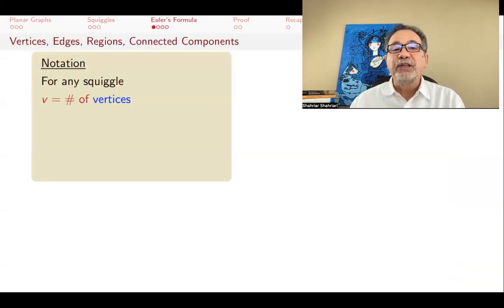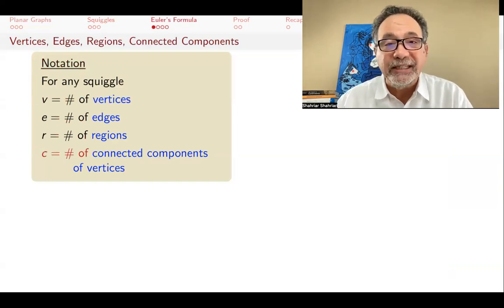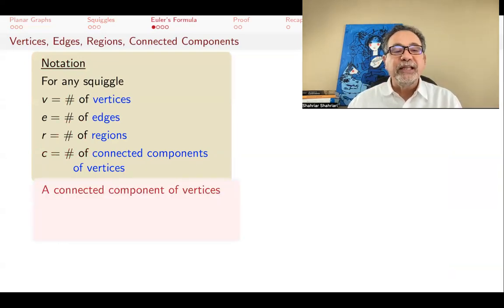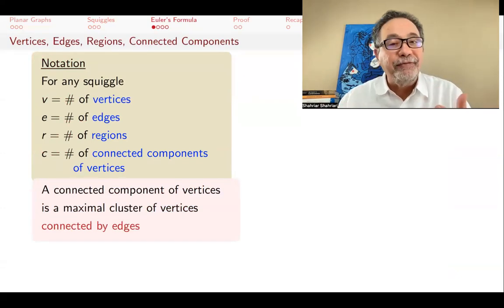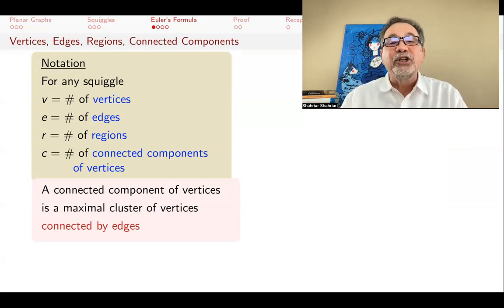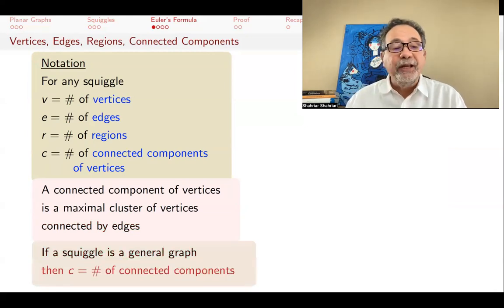For any squiggle, V is going to be the number of vertices, E is going to be the number of edges, R is going to be the number of regions, and C is going to be the number of connected components of vertices. And what's a connected component of vertices? It's a maximal cluster of vertices connected by edges. Because we might have edges that have no vertices on them, this is not the same as the connected components of the graph, because if there are some loops just hanging out there, we're not going to count them among C at all. Now, if a squiggle is a general graph, then C is the number of connected components.